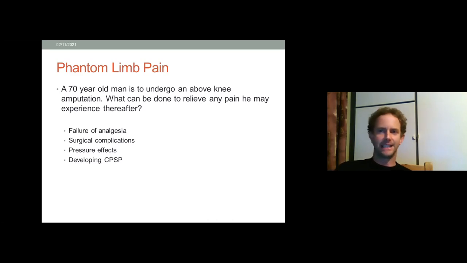Has their PCA tissued, is the PCA syringe empty? Is the block worn off? Are there any surgical complications? Is there any bleeding, infection? Are there pressure effects? Are the bandages too tight? Or are they developing chronic post-surgical pain? So is there an element of neuropathic pain, phantom limb pain perhaps?